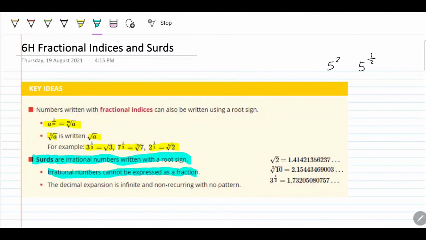So on the right side here, we have the surd of 2. This is 1.4142135623... So that number there is irrational because we cannot express this as a fraction. The decimal expansion is infinite and non-recurring with no pattern. So if something is non-recurring, it doesn't happen again, okay? So the example, if we skip to this one, 3 to the power of 1 over 2, this is the same as 1.7320508075... So for example, this one here, there's no pattern and nothing is recurring, okay?